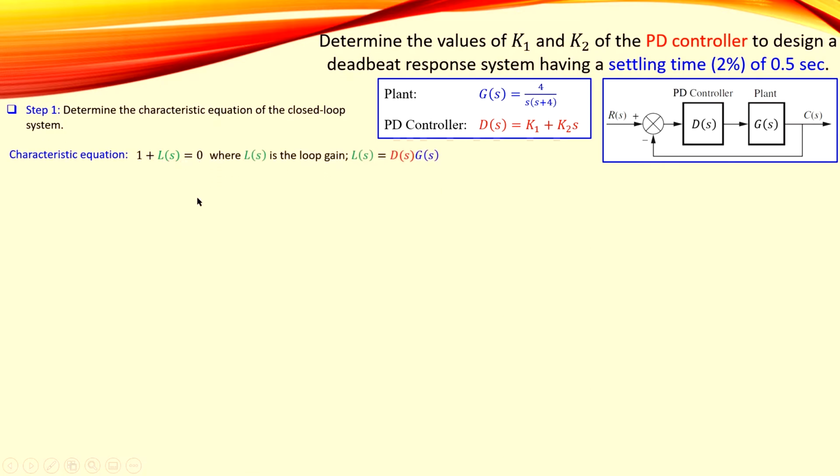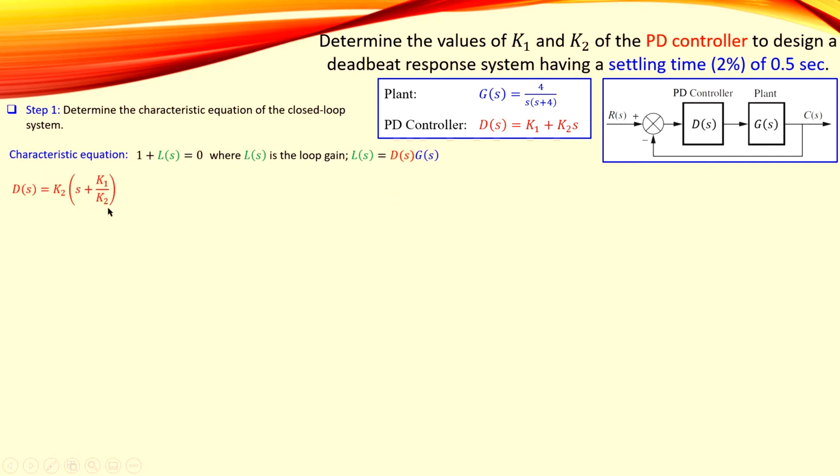So what is now the loop gain, L(s)? That will be the loop transfer function for this diagram. If I just start at one point and then make a full circle and come back at the same point, that means we have the loop transfer function. Now for this system it will be L(s) equal to D(s) times G(s).